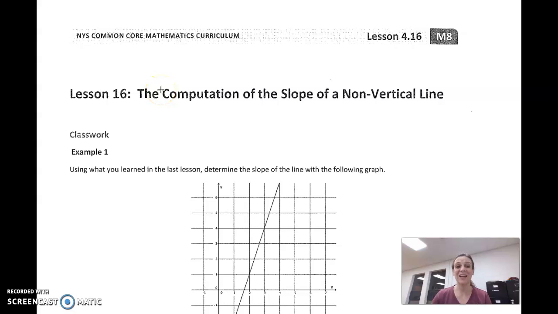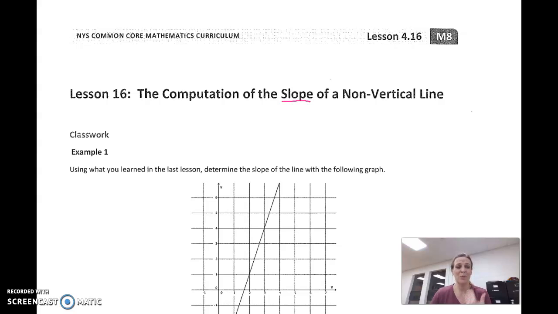Lesson 16 is on the computation of the slope of a non-vertical line. Computation is like the numbers, the adding, the subtracting, the number crunching. But it's on the slope of a non-vertical line. So I want you guys to remember this word, slope.